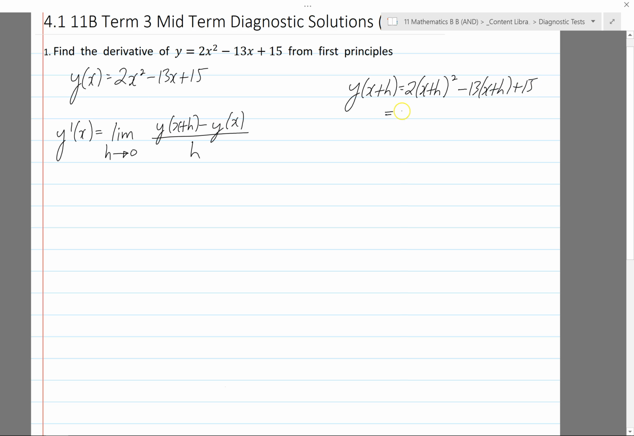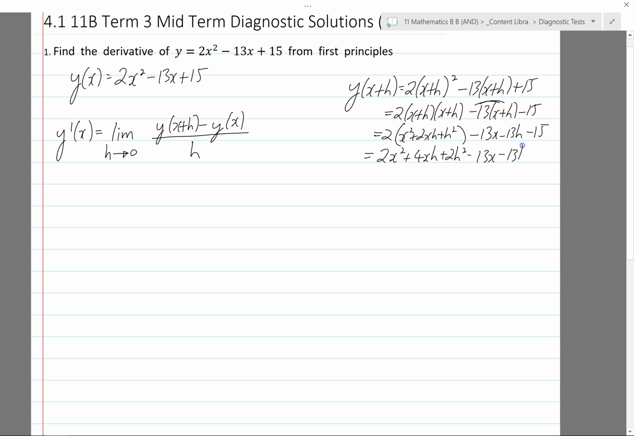Okay, I'll do some expansions. So I'll remember x plus h all squared is really x plus h by itself, and then I can expand these brackets. So x squared plus 2xh plus h squared. You can do the FOIL expansion if you want and simplify. Okay, and I'll multiply the minus 13 in this step as well. So my y of x plus h is going to be 2x squared plus 4xh plus 2h squared.